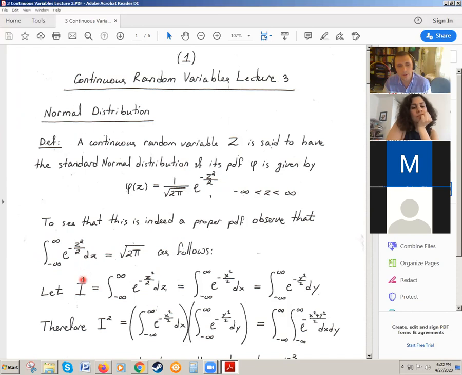I'm going to label this integral as I. That's going to be a number. And I can clearly change z to any other letter. So I'm going to change z to x and to y. Those integrals are exactly the same.